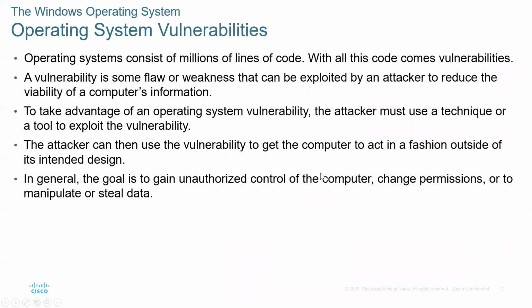Operating systems consist of millions of lines of code. With all this code come vulnerabilities. A vulnerability is some flaw or weakness that can be exploited by an attacker to reduce the viability of the computer's information. To take advantage of an operating system vulnerability, the attacker must use a technique or a tool to exploit it. An attacker can use the vulnerability to get the computer to act in a fashion outside of its intended design. And in general, the goal is to gain unauthorized access or control of the system itself, change permissions, manipulate data, or steal data.